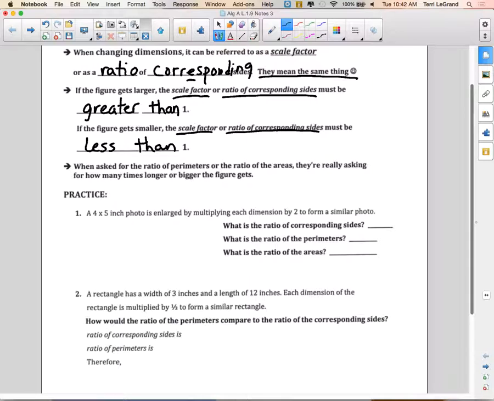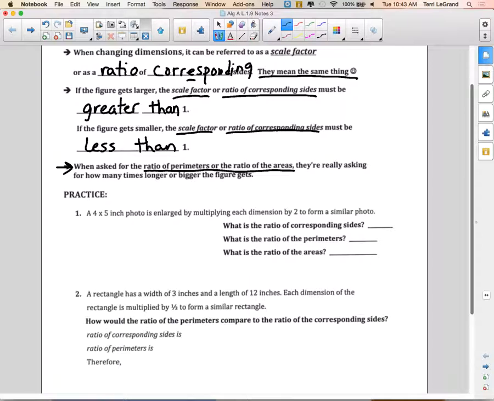And those are the connections you need to be making every time you're working in these problems. You need to say to yourself, did the new figure get larger or did it get smaller? Because that's going to help me make sense if I have a good answer or not. Okay? So when asked, this is a really important arrow right here. When asked for the ratio of perimeters, this is what they're going to do. So would you underline that? Ratio of perimeters or ratio of the areas.